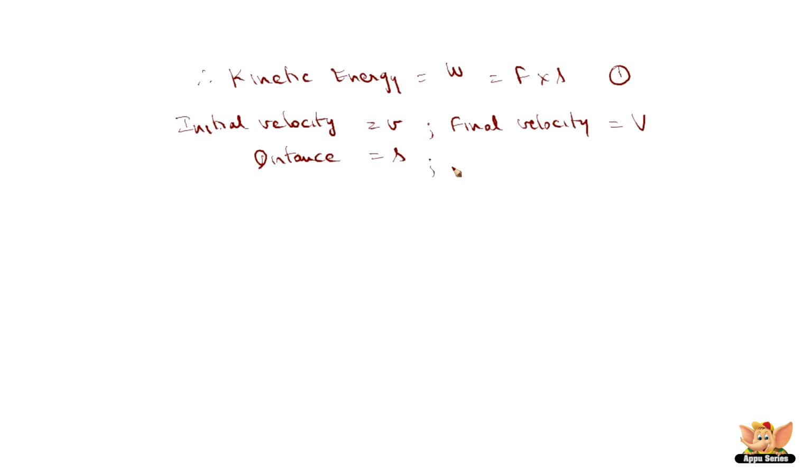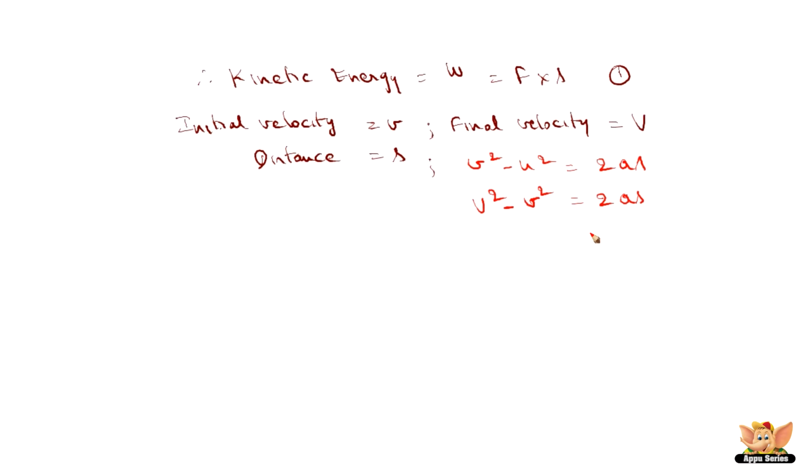Now we know from the equation of motion, V square minus U square is equal to 2AS. If we use this, in this case V is the final velocity, which is capital V square, minus U is the initial velocity, which is small v square, is equal to 2AS.